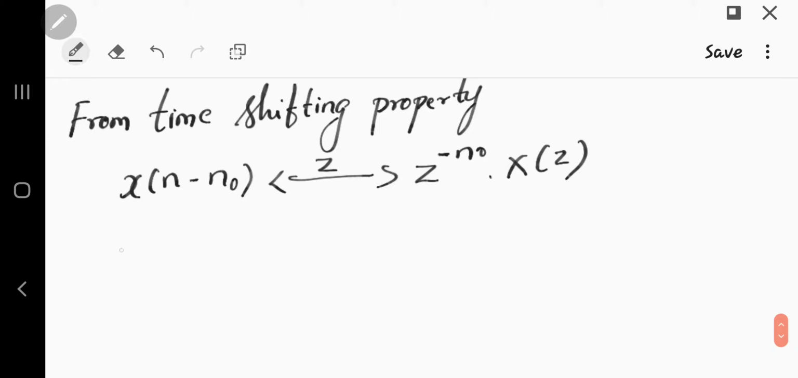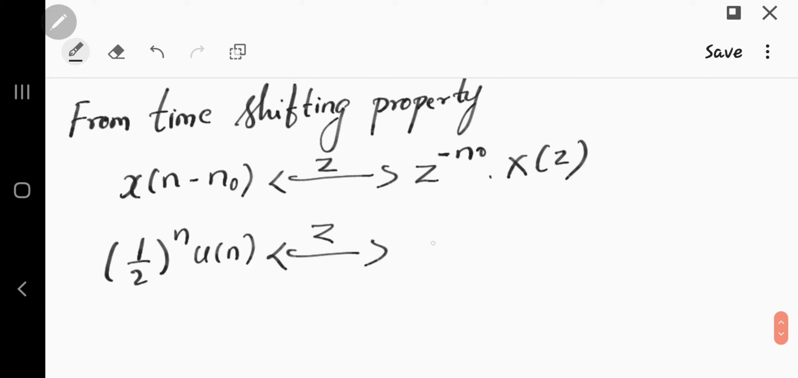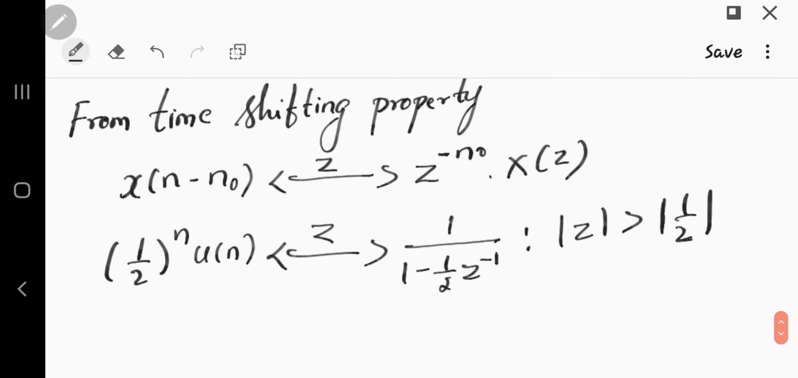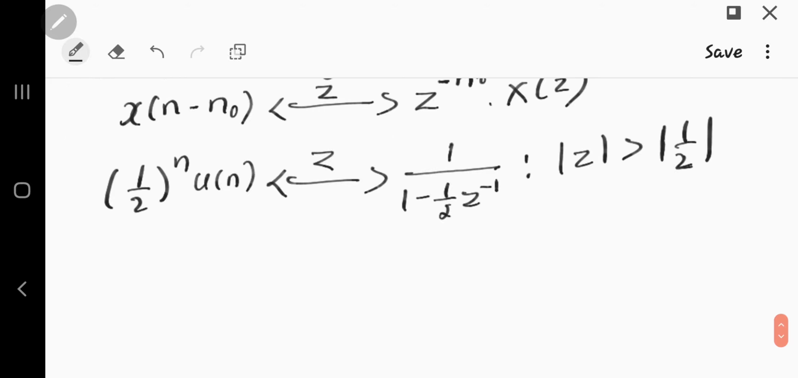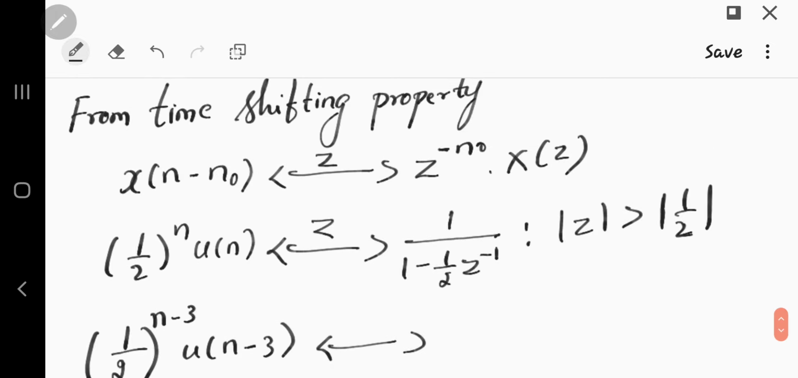Now we have this signal, 1 by 2 to the power of n into u of n. If you apply the Z transform, what do you get? You will get 1 divided by 1 minus 1 by 2 Z inverse, where Z is greater than 1 by 2. As in the previous problem, I am starting here. Now if I apply the time shift for that, 1 by 2 to the power of n minus 3 into u of n minus 3, this is the time shifting property.